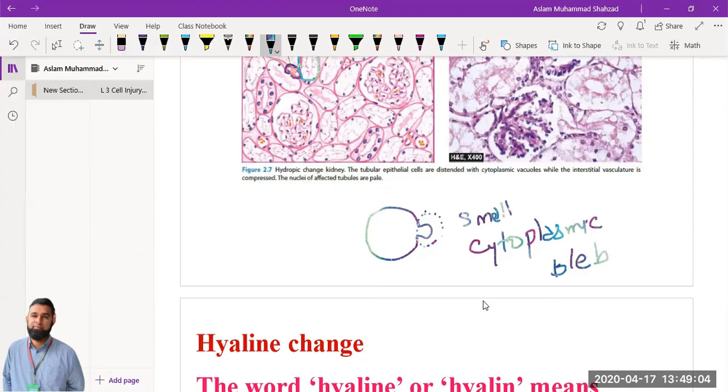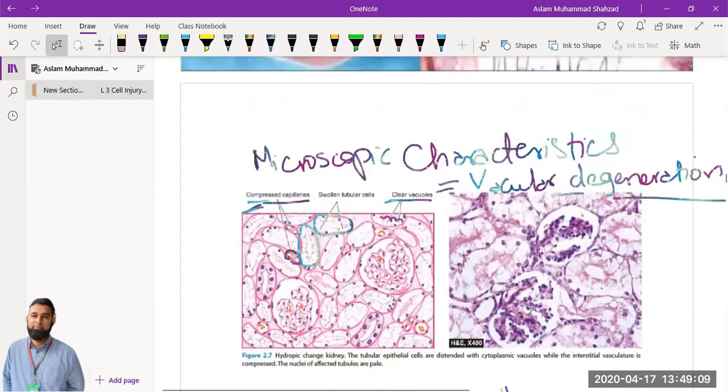And the other characteristic, if you see the microscopic morphological characteristics, is the nucleus. Here you see the nucleus. It will be pale in color. So those are the key characteristics.